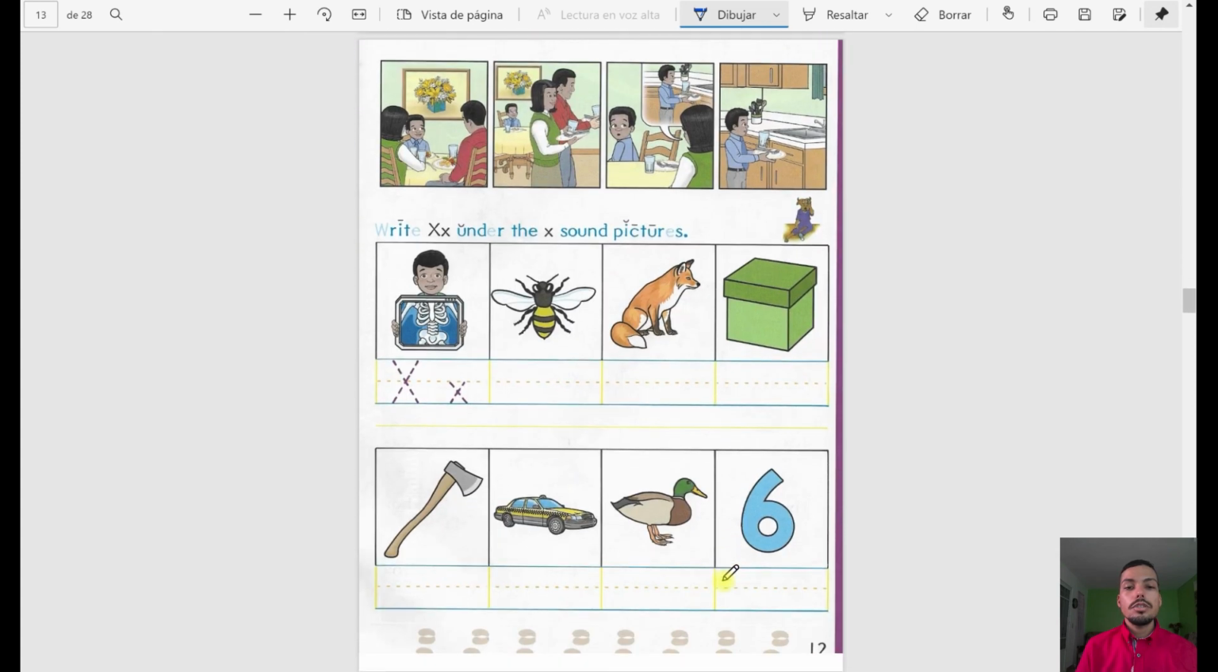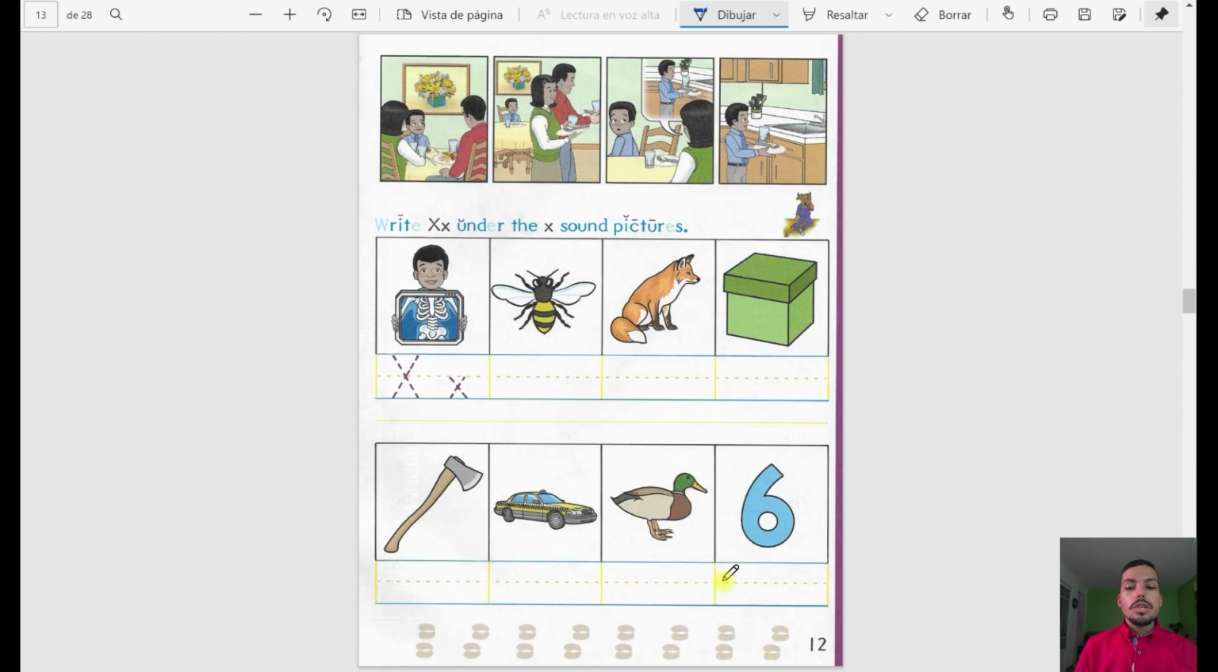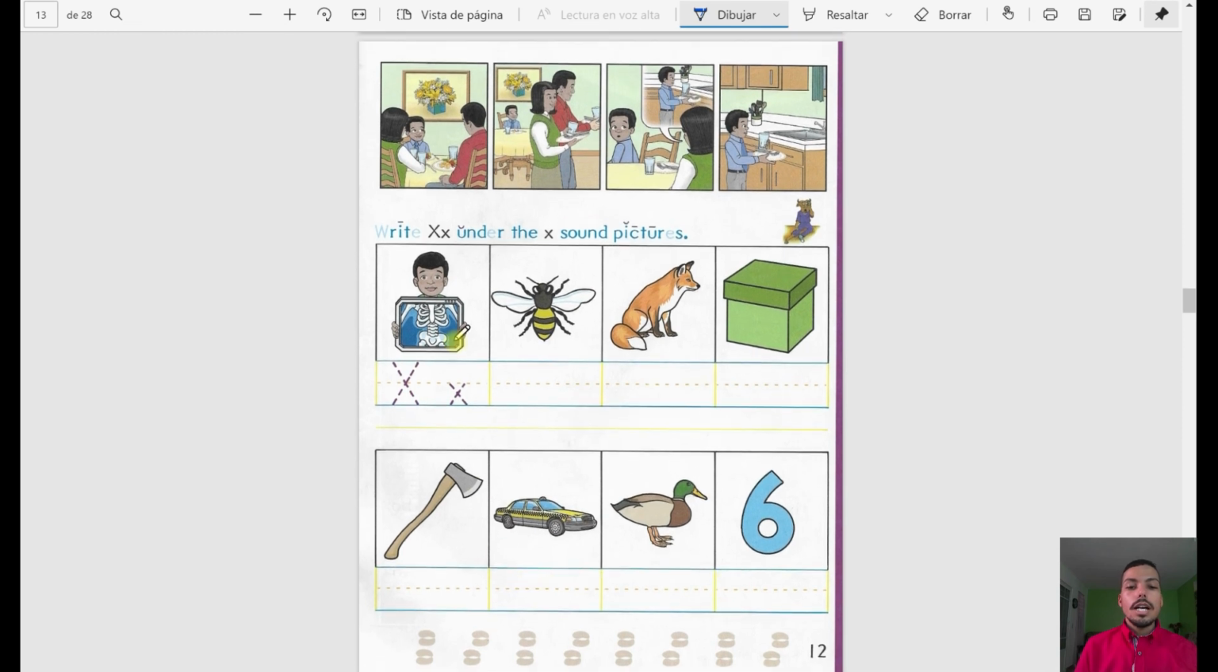And at page number 12, we have the instructions that says, write X under the X sound pictures. Write X under the X sound pictures, right? The first one is done because this is an X-ray. An X-ray has the sound, so we have to trace the letter X in uppercase and lowercase. Tenemos que trazar la letra X en mayúscula y minúscula porque sí, X-ray tiene el sonido, okay?